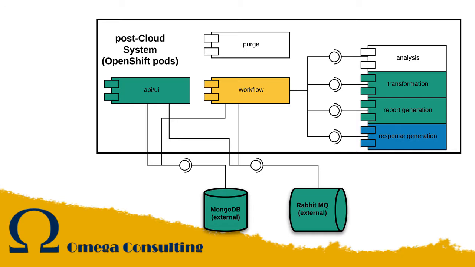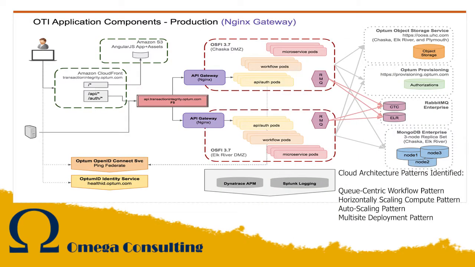So once we have the architecture done, we need to identify some of the patterns in the architecture. So what we've looked at and also spoken with the stakeholders, what it does have is the queue-centric workflow pattern. You can see that when they use the RabbitMQ component. That's all it does, it queues up tasks. It goes to the queue and it waits until there's resources, and then the workflow pod grabs whatever the next task is and goes to work on it.